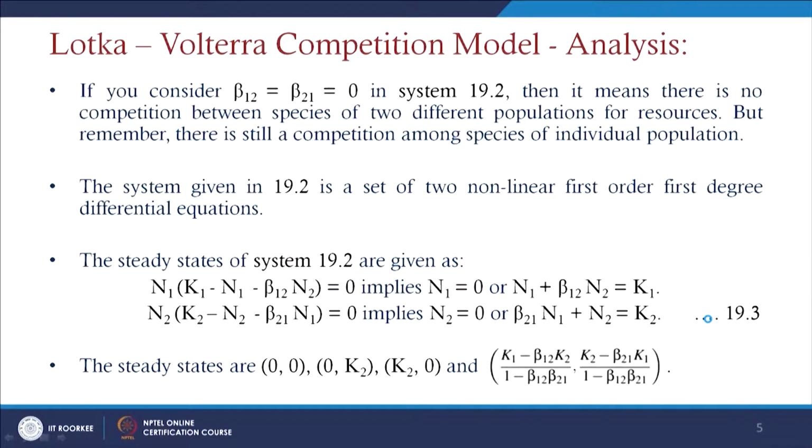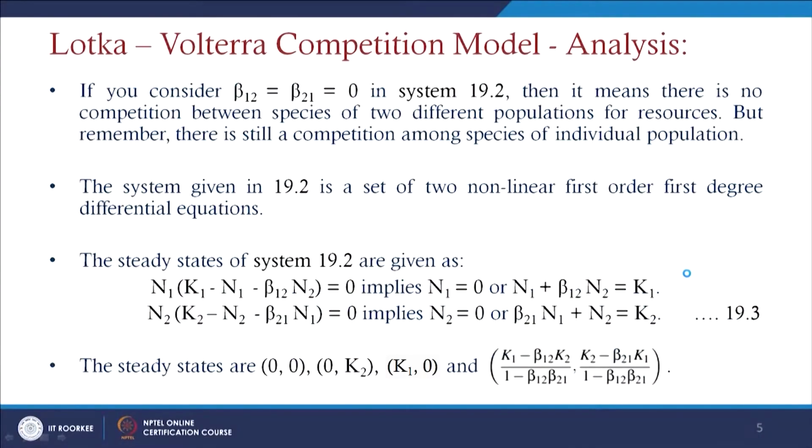But you can still have a competition model, since inside the population there will be some weaker elements and some stronger elements present there. They will compete with each other for the food or resources there. So, that is why a competition will still exist between these individual species there.